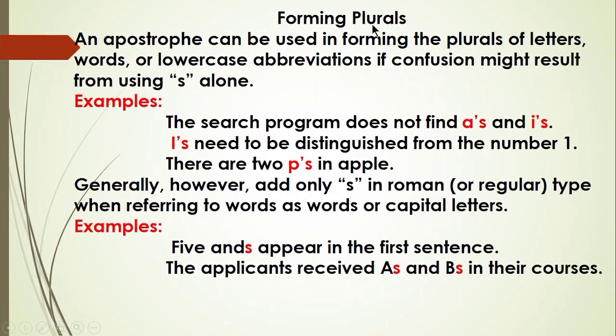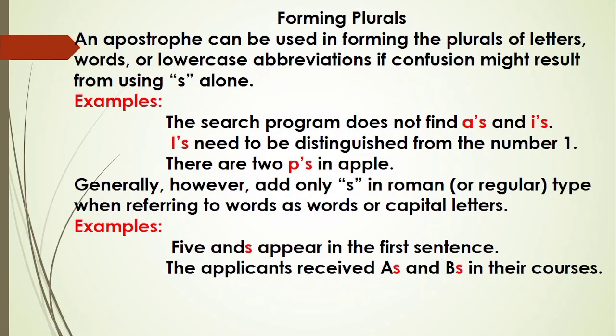Next, forming plurals. Now, how is an apostrophe used to show the plural form of different letters, etc.? An apostrophe can be used in forming the plurals of letters, words, or lowercase abbreviations if confusion might result from using S alone. Remember, when we have certain letters, words, or lowercase abbreviations in small, and if we only add S, that may lead to some confusion. Therefore, we put an apostrophe to clarify the meaning.